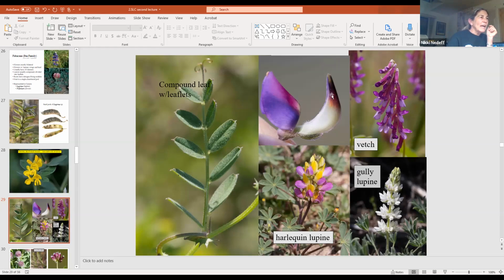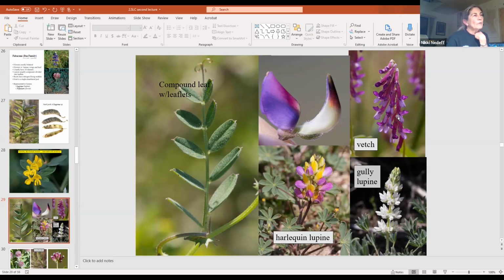Here's a classic keel, very sharp, beautiful harlequin lupin with a yellow banner. It's just really interesting. And pink wings and keels. Gully lupin, another one that's very common on the preserve, with its inflorescence, with these kind of stacked up flowers in the group of flowers called an inflorescence.